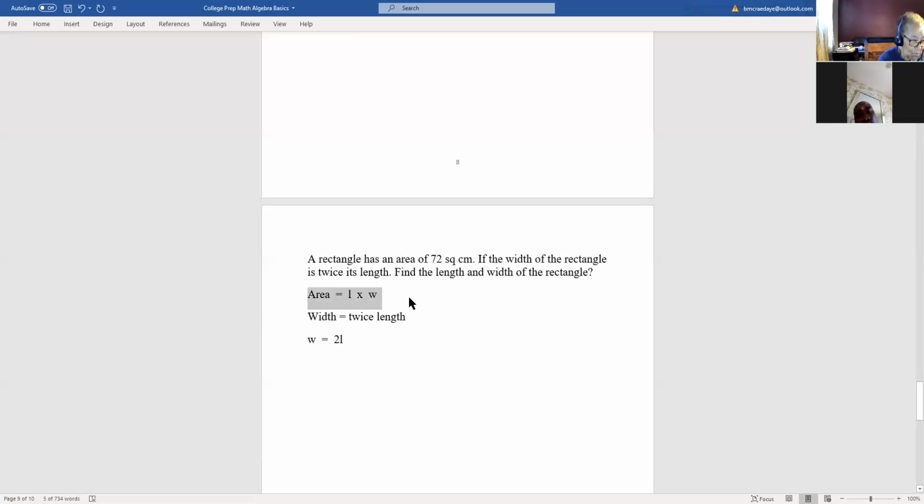Now, let's substitute 2L for W. So we have area equals length times width. We just say A. The length is L, the width is 2L. So 2L times L is equal to the area, but we were given the area, 72 square centimeters. So let's just put that in.